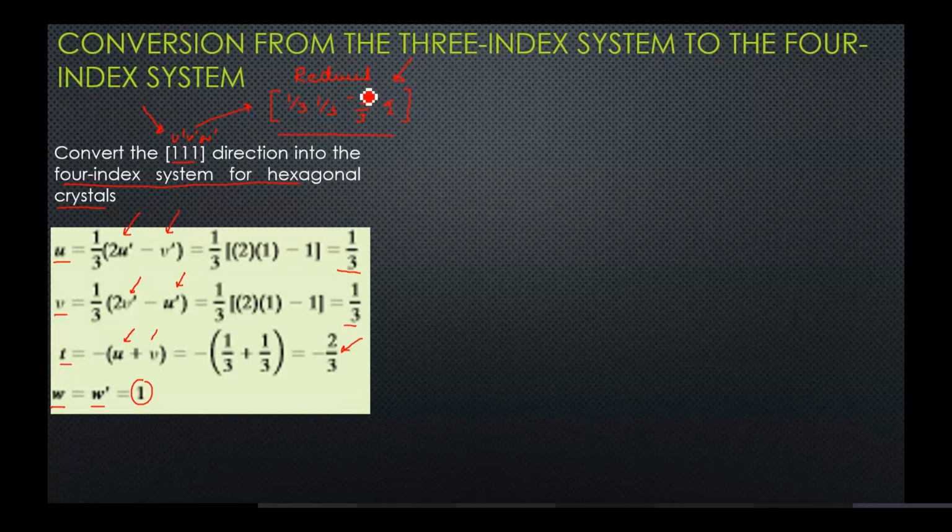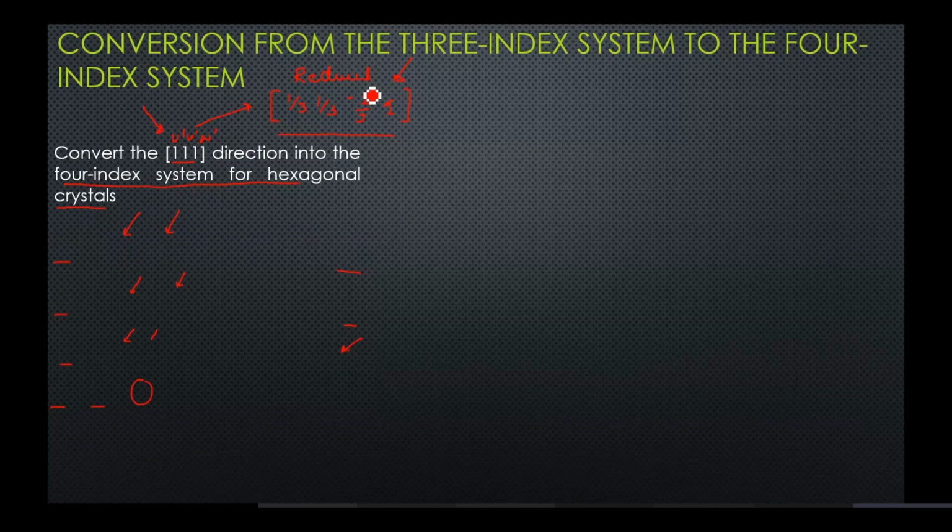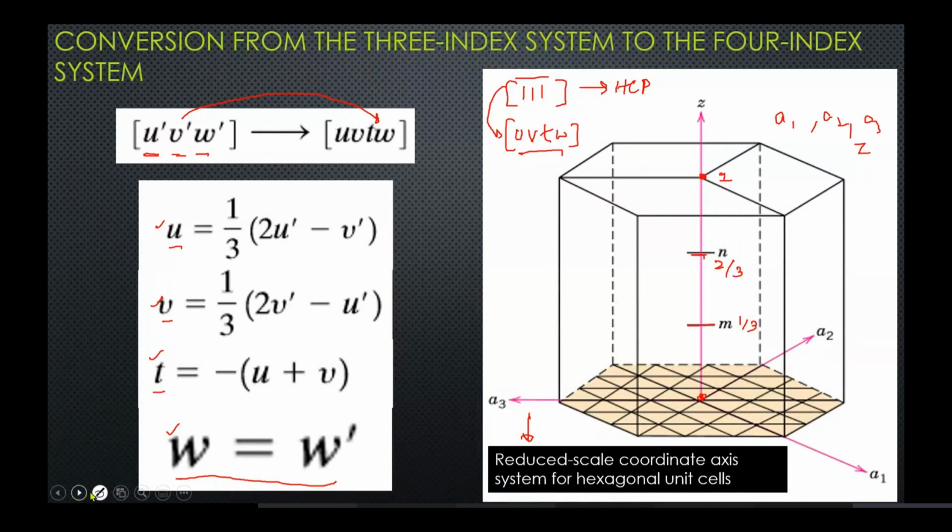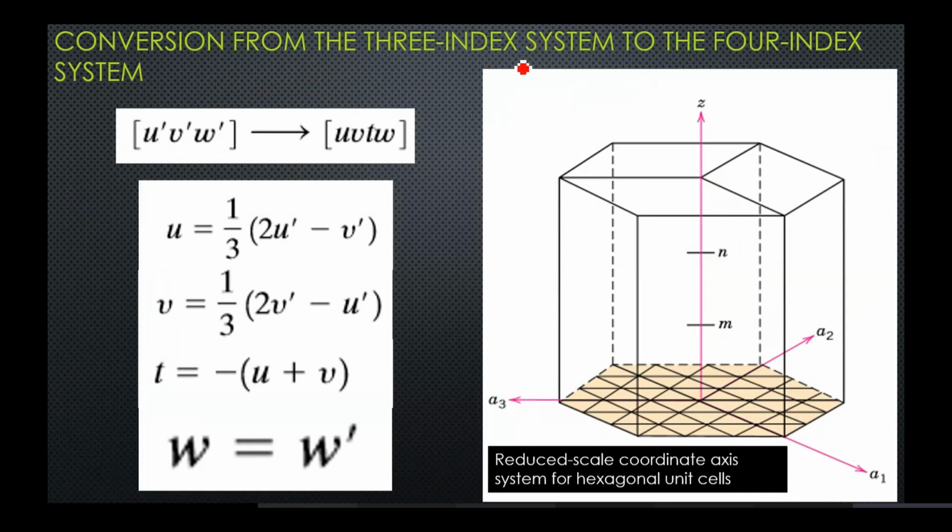So first let's use the reduced system. In the reduced system, I have these directions: 1 by 3, 1 by 3, minus 2 by 3, and 1 as the indices. So let's try to draw this direction. This is represented by U, V, T, W, or A1, A2, A3, and Z. Let's see, if I have to move 1/3 on the A1 axis, I'll have to move from here to here. Clear?